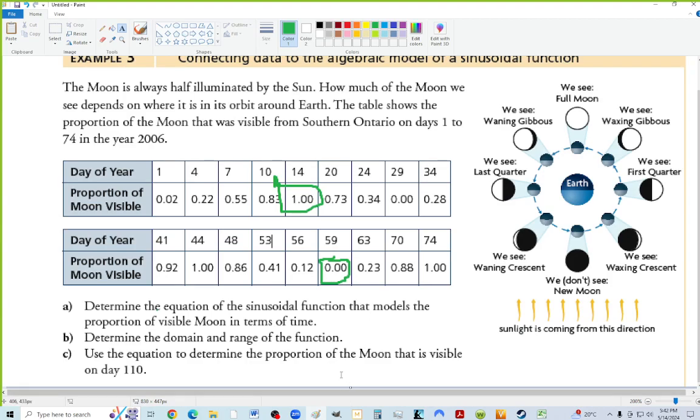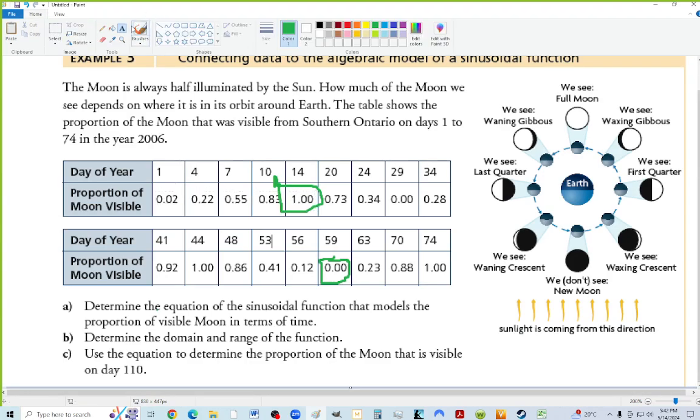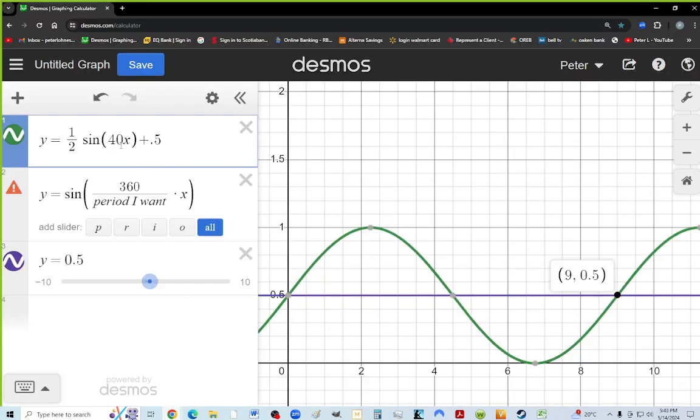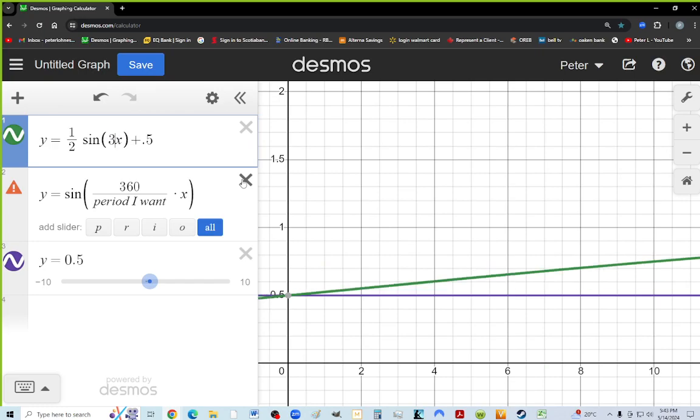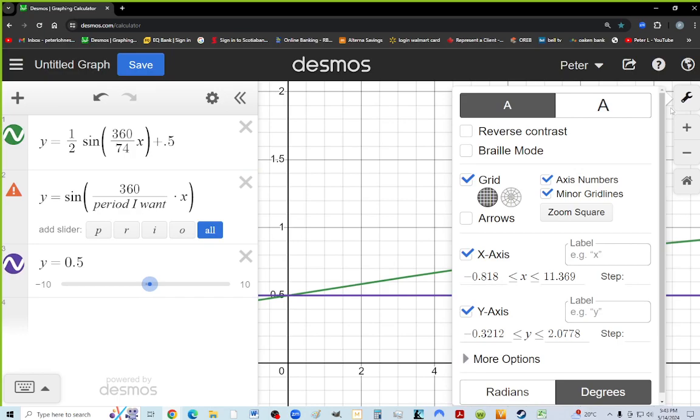Great. We've made the period we want, 74. But does my thing start at the bottom, the min value here, or at the top? What's my max? 1. What's my min? 0. This looks like it's a little bit to the right of 0. How much more to the right of 0 is it? 0.02. So it looks like I should phase shift 0.02 to the right after I get the period right, right? Yes. Okay, so I'm going to do 360 over the period I want, 360 over 74, and then I'm going to just change this again so that we can see it.